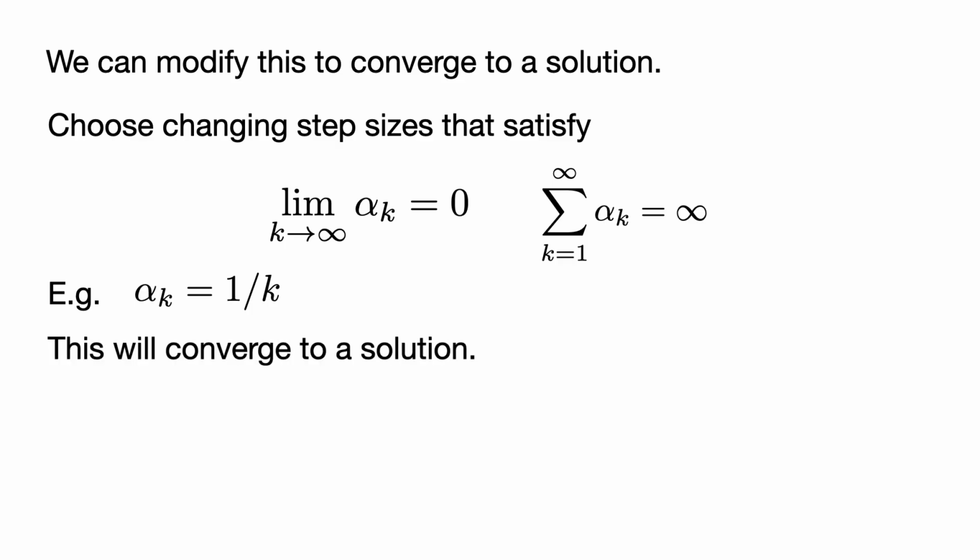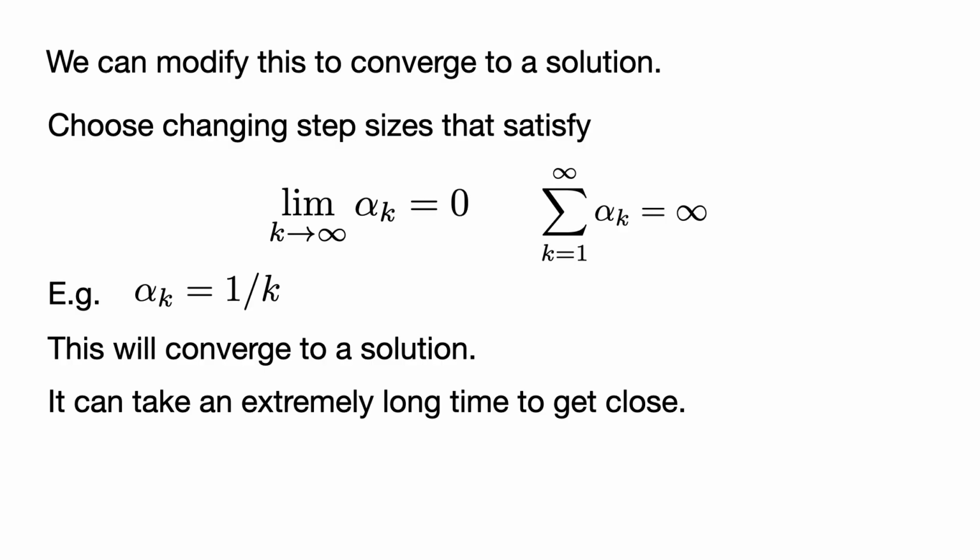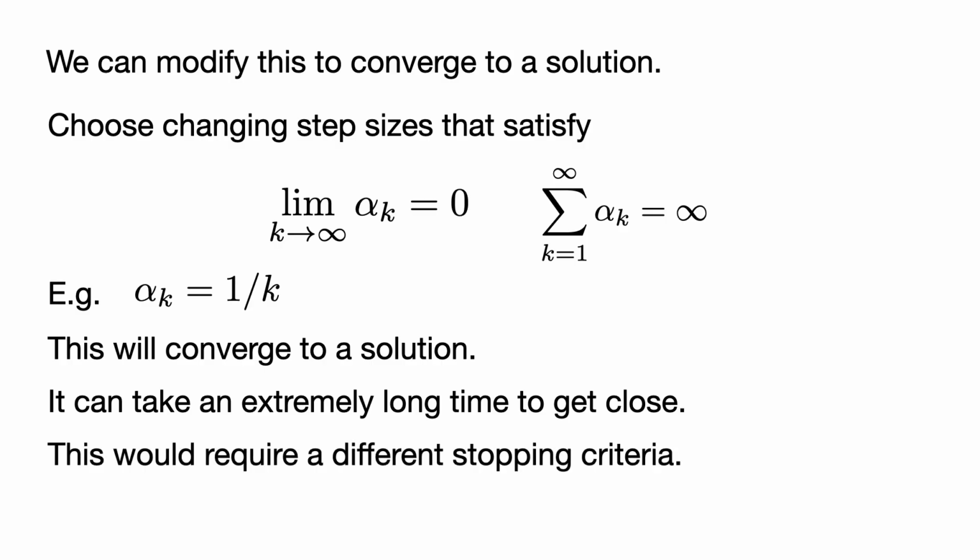This will converge to a solution, but it can take an extremely long time to get close. And this would require a different stopping criteria than we previously had. Why? It's not going to consistently improve the best estimate with iteration number. It's not a descent method. It won't guarantee an improved function value with each iteration, but over time it will get closer and closer to the optimal solution. One way to solve this is just to set a specific number of iterations.